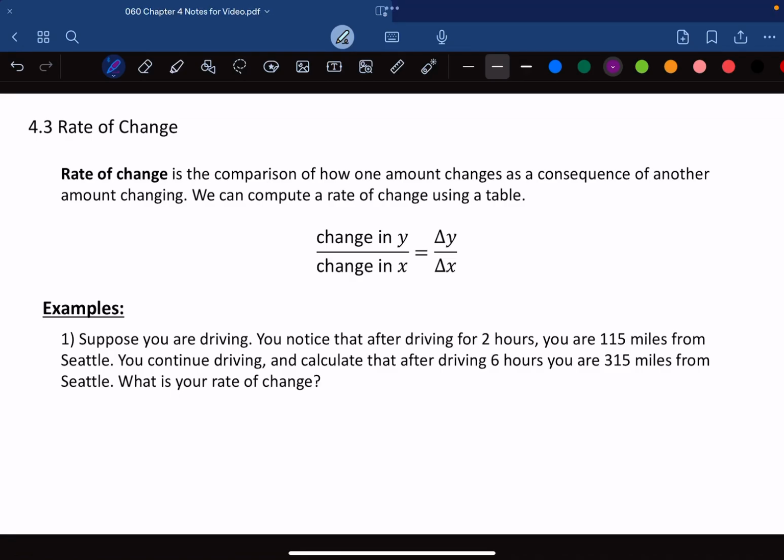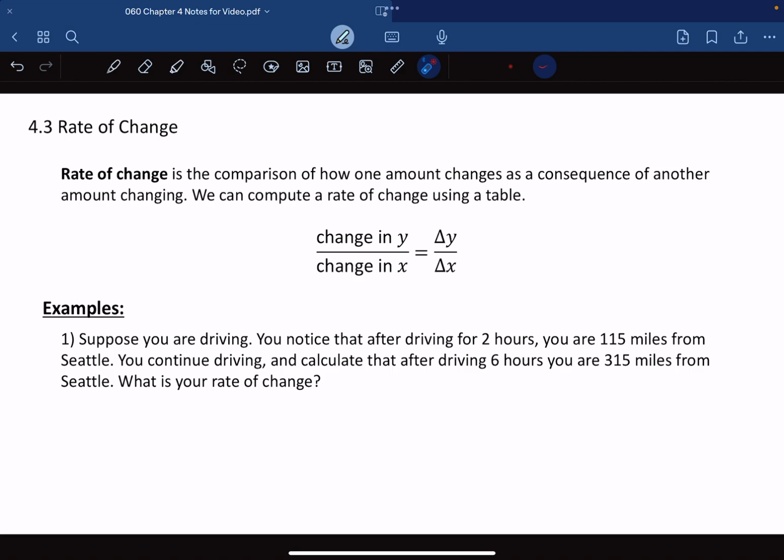Another thing that is very helpful to notice and use when looking at graphs, equations, and tables is something called rate of change. Rate of change is the comparison of how one amount changes as a consequence of another amount changing. When we're looking at tables, it's helpful for calculating the rate of change. And we're going to look at using a table to help us calculate the rate of change.